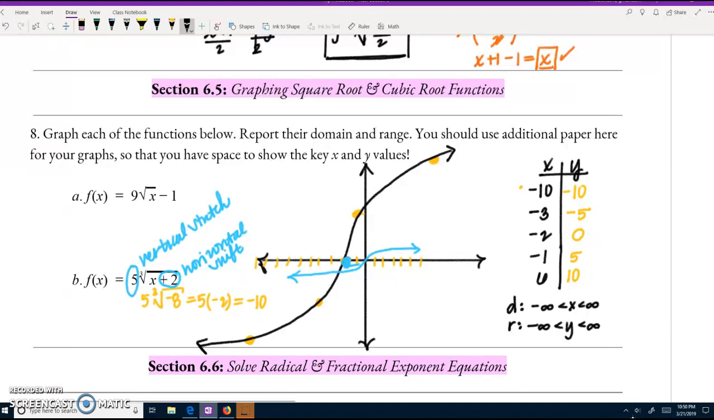Because with a cubic root function, I'm able to plug in any x value. I don't have any restrictions. And then I'm able to get any y value out.